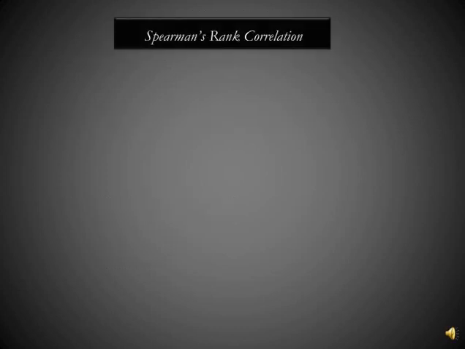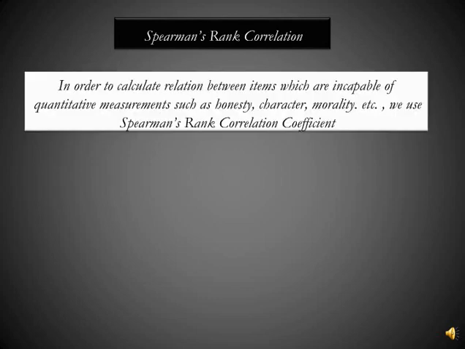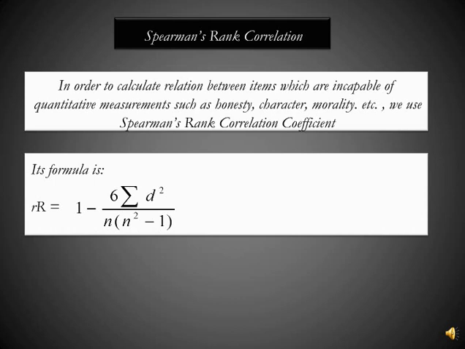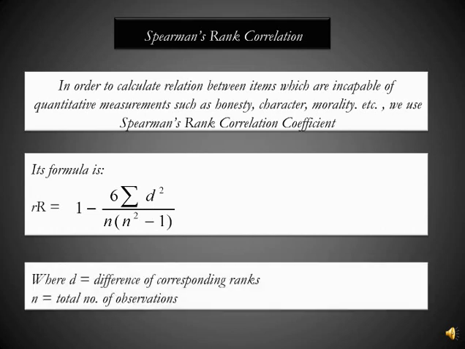Third is Spearman's rank correlation. When this formula is to be used, in order to calculate relations between items which are incapable of quantitative measurements such as honesty, character, morality, etc., we use Spearman's rank correlation coefficient. Its formula is r is equal to 1 minus 6 sigma d square upon n into n square minus 1, where what is this d? D is the difference of corresponding ranks.